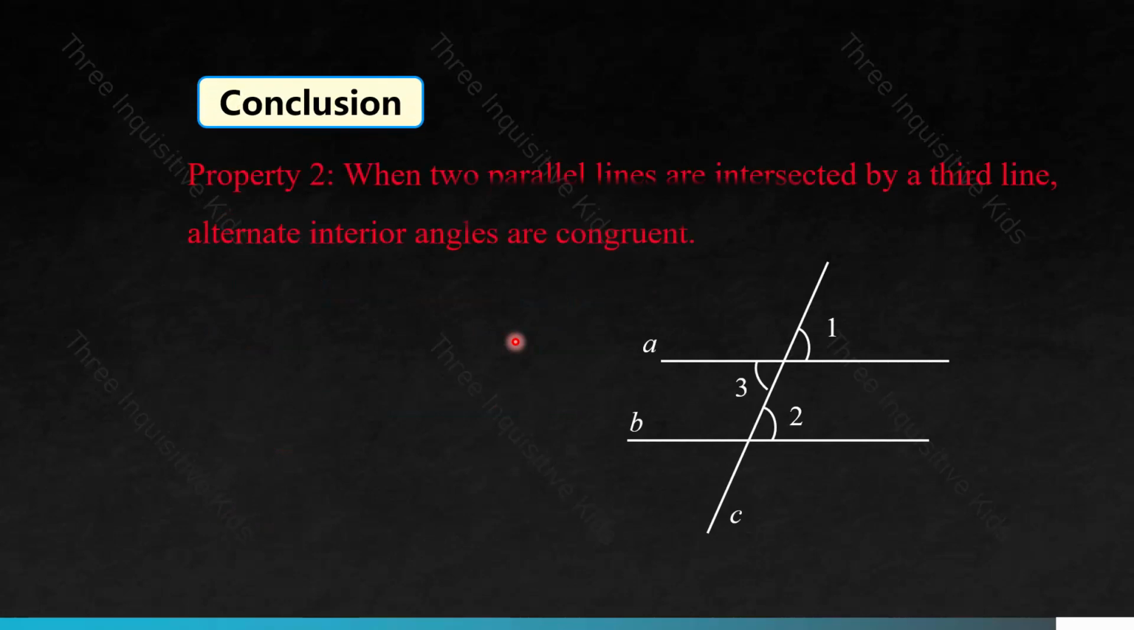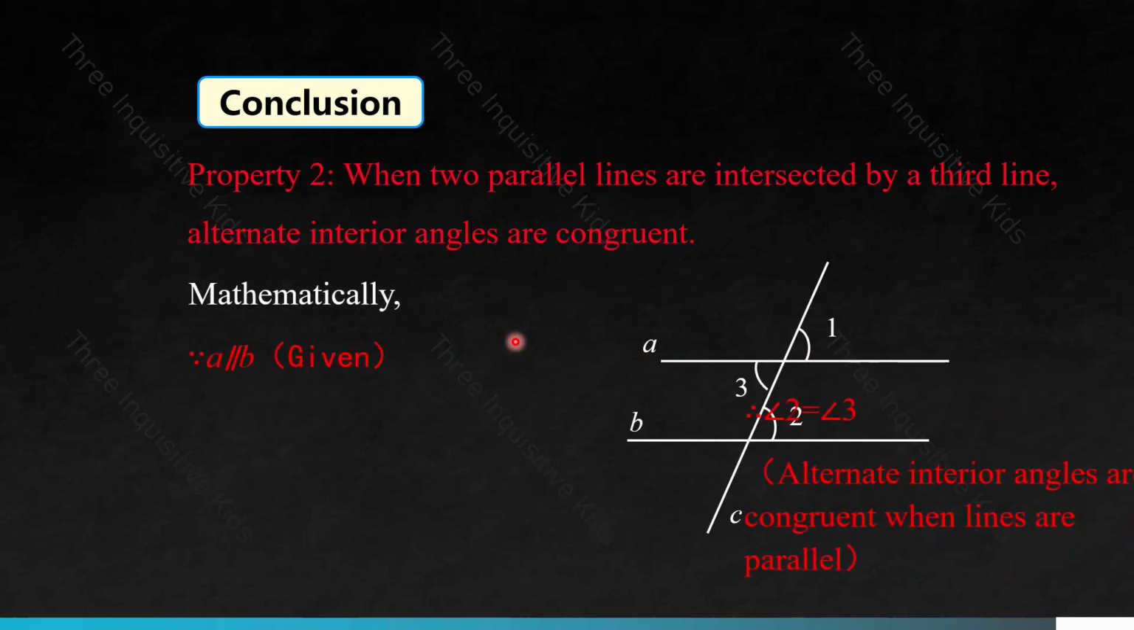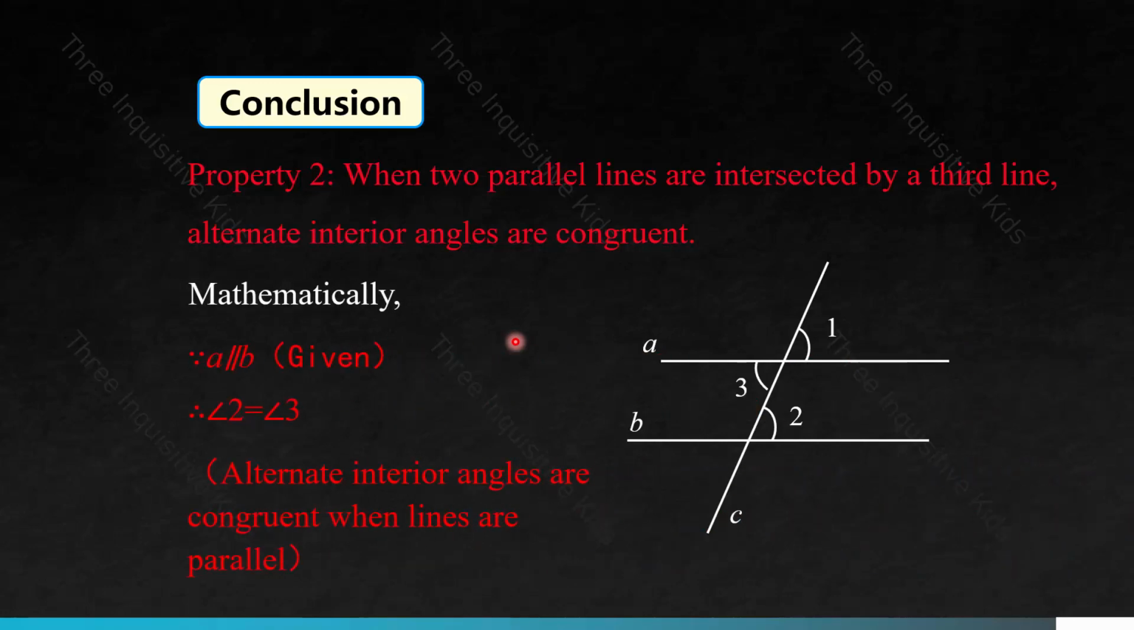Here's another conclusion we have. Property 2. When two parallel lines are intersected by a third line, alternate interior angles are congruent. Mathematically, if A is parallel to B, that's given, then angle 2 is equal to angle 3, because we know that alternate interior angles are congruent when lines are parallel.